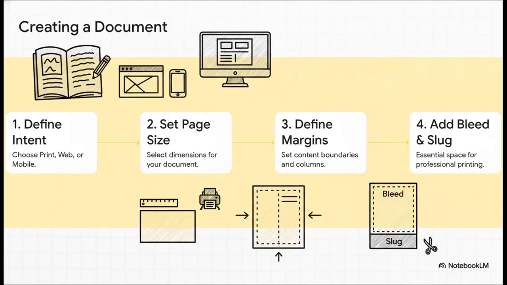Every great project starts with the setup. First, you have to tell it your intent. Is this for print, the web, or a mobile device? Then you set up your page size and margins. And for professional printing, you'll add what's called a bleed. That's a little extra image area that gets trimmed off so your design goes right to the very edge. And a slug area for any notes for the printer.